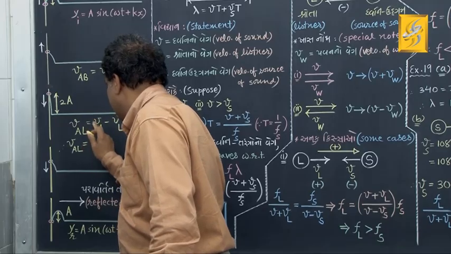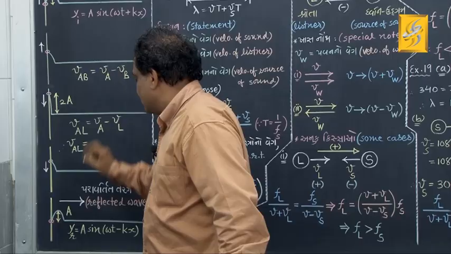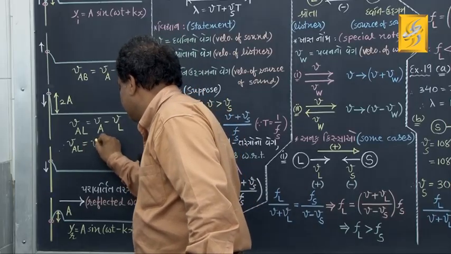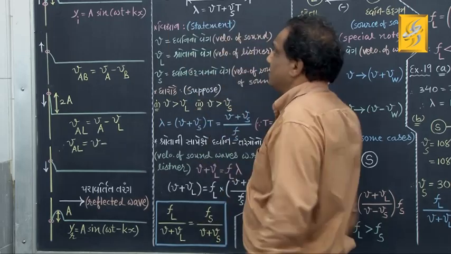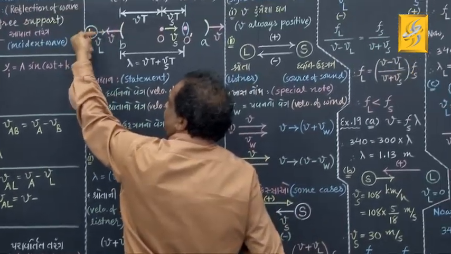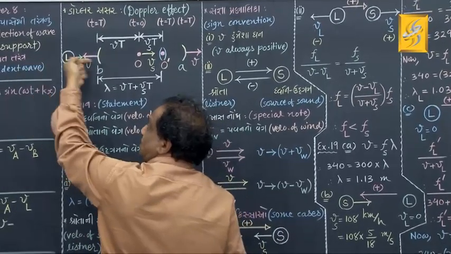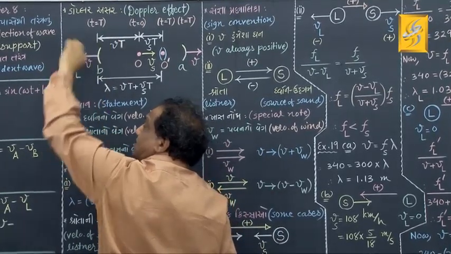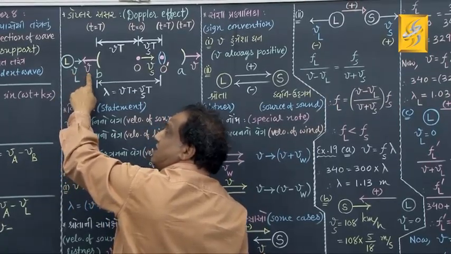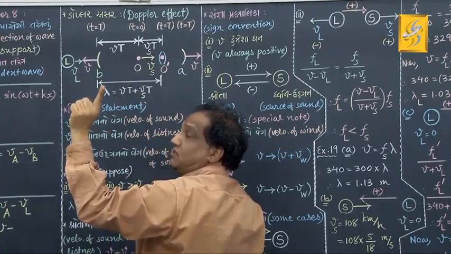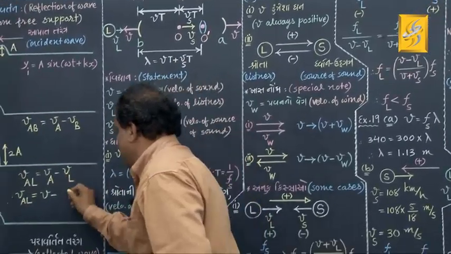Fine. Now tell me VAL as it is, that equals VA. Now VA means what? Velocity of sound waves at this moment. This is velocity of sound waves, let it be V, minus velocity of listener. Now look in the figure. Listener is moving with velocity VL, but in which direction? In a direction opposite to direction of propagation of sound waves. Because direction of VL is opposite to V, if we are taking V as positive, then VL should be taken negative. So instead of VL, I am putting minus VL.